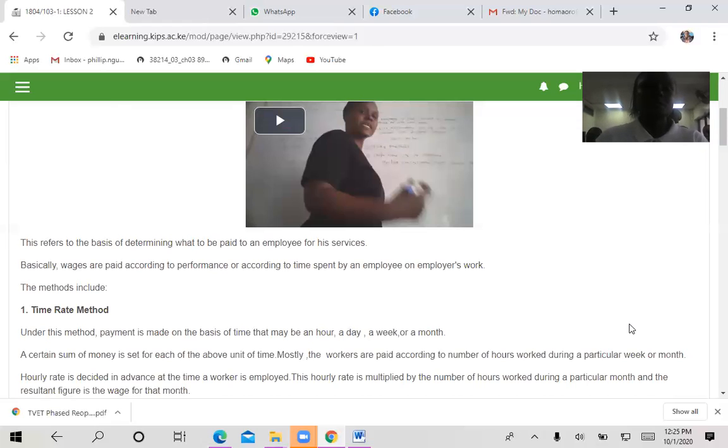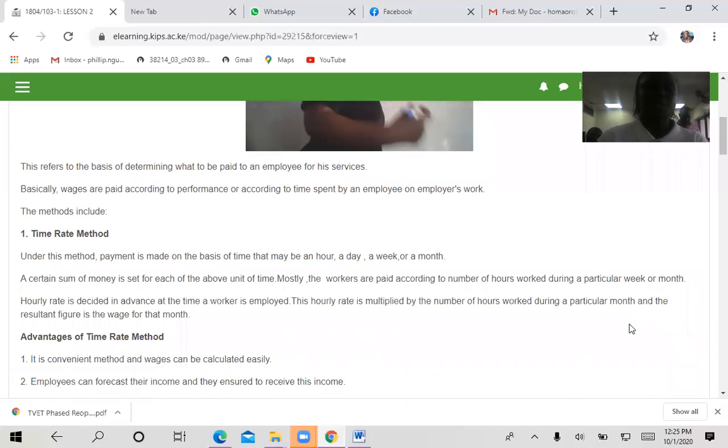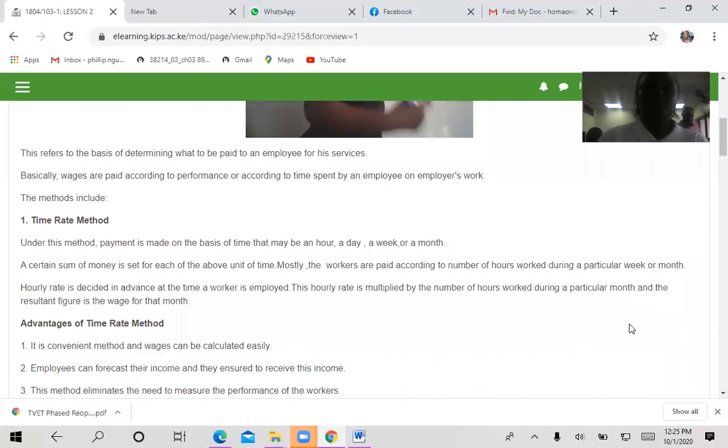We determine what is to be paid to an employee for his services. So basically, wages are paid according to performance or according to time spent by an employee on employer's work. Meaning, if you are using time rate, we are going to look at the time spent by an employee on employer's work. If we are going to use piece rate, we are going to look at the performance.